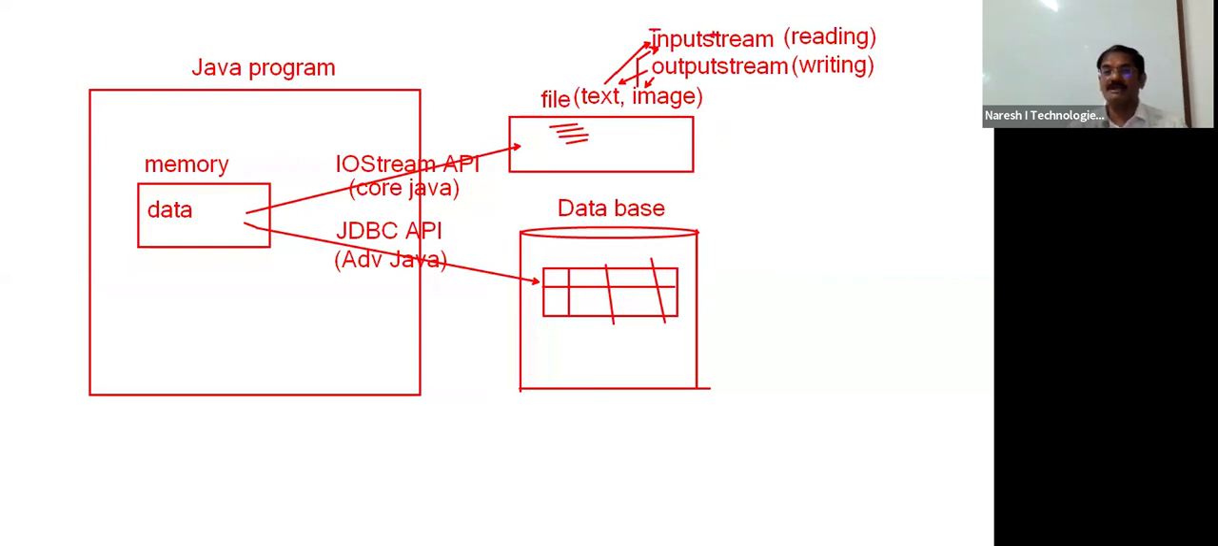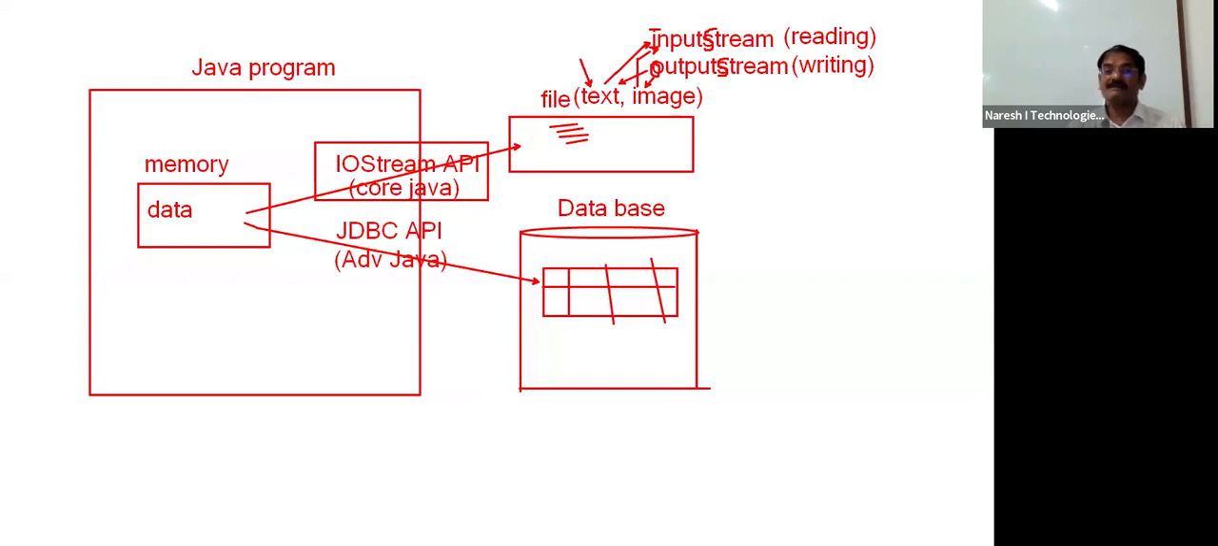These are classes actually. Input stream and output stream are the two predefined classes given for reading and writing data. As part of the IOStream API, how many classes do we have? Two classes, input stream and output stream. Input stream is used for reading data from the file. Output stream is for writing data into the file.